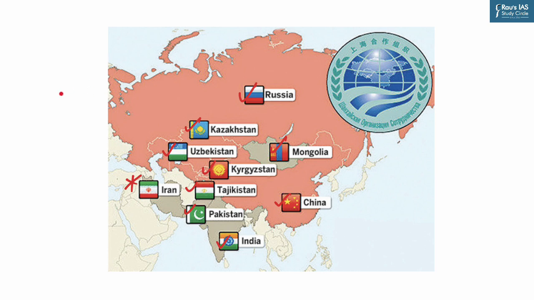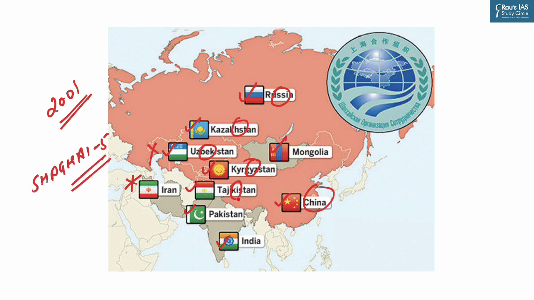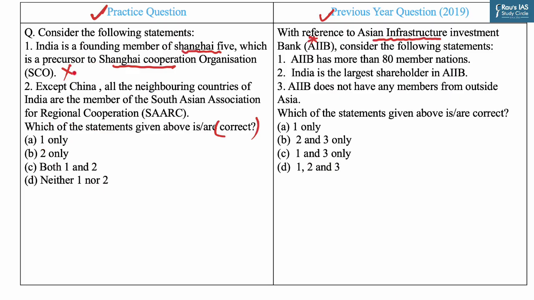SCO came into existence in the year 2001 and initially it was an initiative of Republic of Kazakhstan, China, Kyrgyzstan, Russia, Tajikistan and Uzbekistan. However, prior to 2001, all of the above countries except Uzbekistan were member of Shanghai 5, which was a political association. India and Pakistan have been granted status of member state in the year 2017. However, they attended their first session in 2019. So now the first statement is incorrect, as India is neither the founding member of Shanghai 5 nor the founding member of SCO.